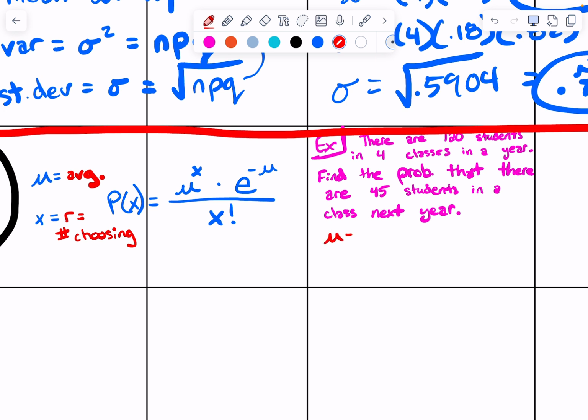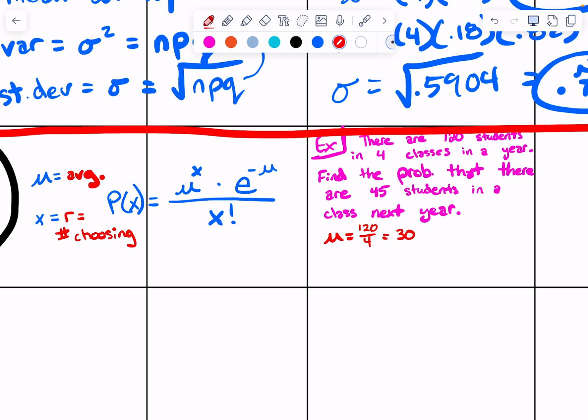Example. There are 120 students in 4 classes in a year. Average is, how do I find it? Average number of students per class. There are 120 students in 4 classes. Divide. So that means how many students per class? 120 divided by 4 is 30. 30 students per class, right?